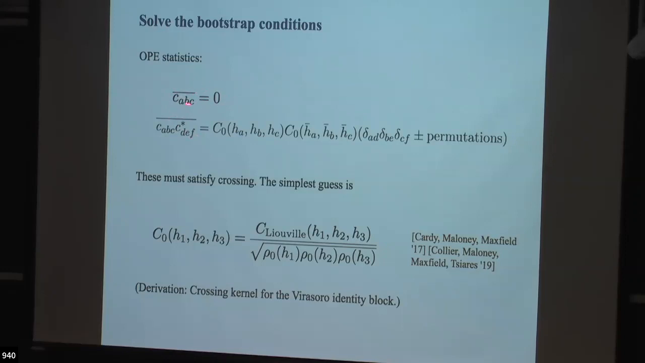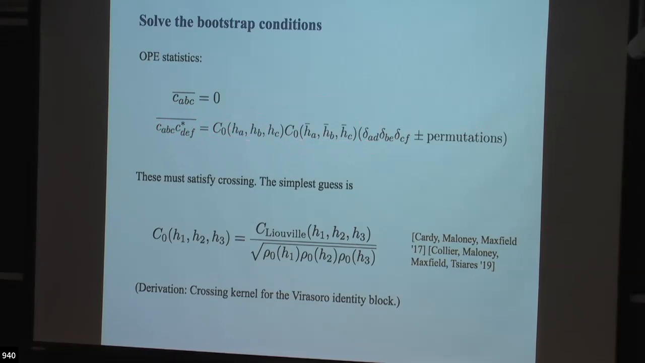These matrix elements have zero mean, and they have some variance that I'll call C0 that is a function only of the conformal weights. So this is the ensemble average of the product of two OPE coefficients, defining the bar by this equation. It says that this ensemble average is this variance function times some indices to make the permutations. Now, to determine the variance, we're going to use the bootstrap.